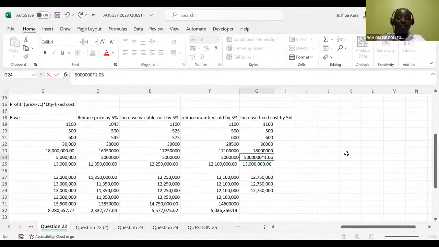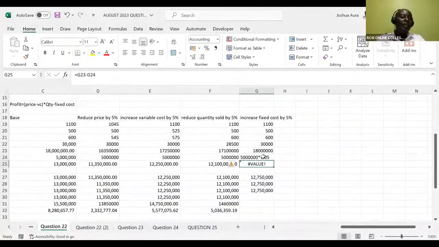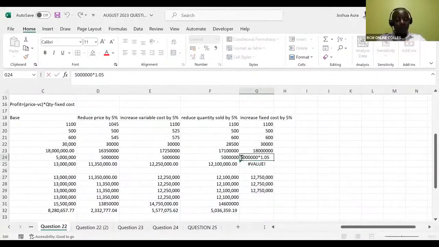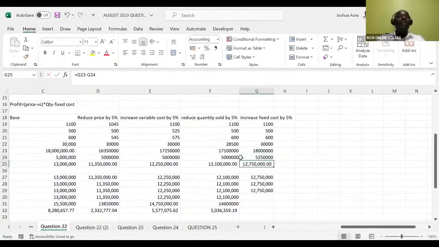If I try to say enter, look at what will happen. If I say enter, it will just remain like that. To evaluate it, you must come and tell us equals there, like that. So we have enter like that. That's the enter.